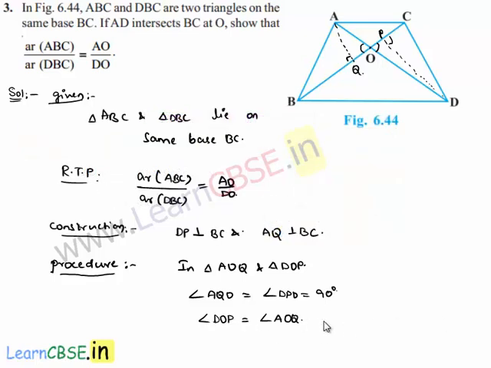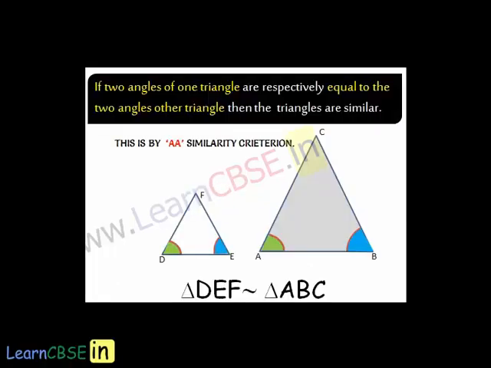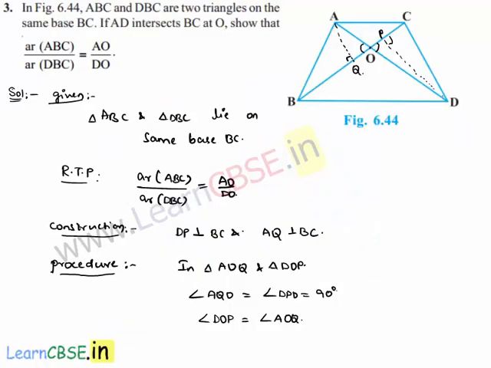Now, as two angles are equal, by similarity we can say that triangle AQO is similar to triangle DPO. When two triangles are similar, we can say that their corresponding sides will be in proportion. Therefore, we can write AQ by DP is equal to OA by OD. Let it be equation number 1.